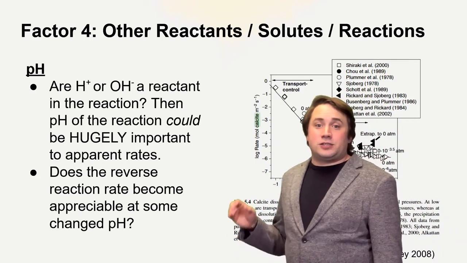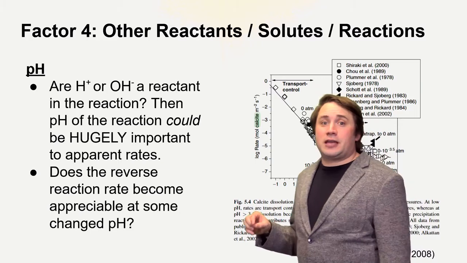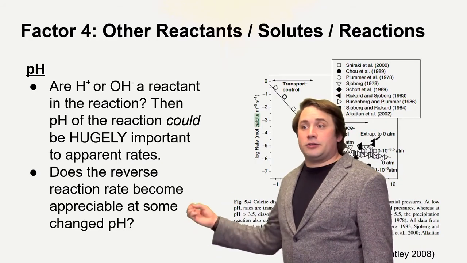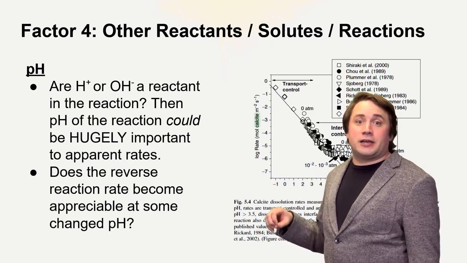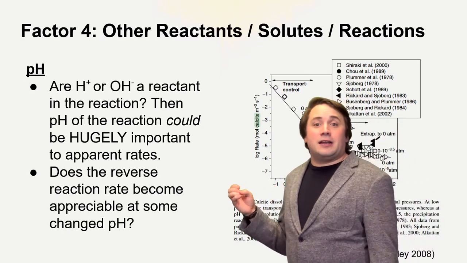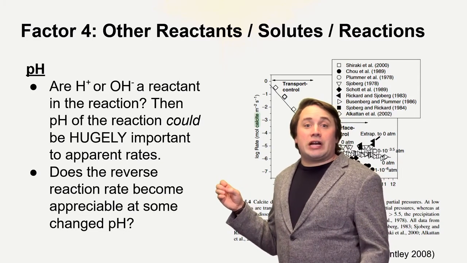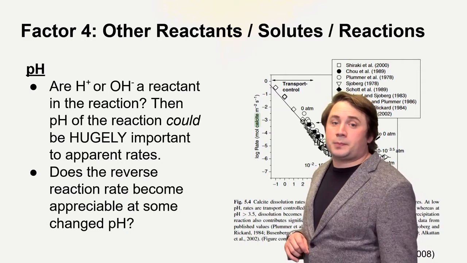So pH is a super important control on a lot of reaction rates that has to be taken into account when you're considering either literature reaction rates, or if you've empirically measured reaction rates, you have to take note of the pH most times and consider how your reaction rates are going to change if you change the pH of your system of interest.